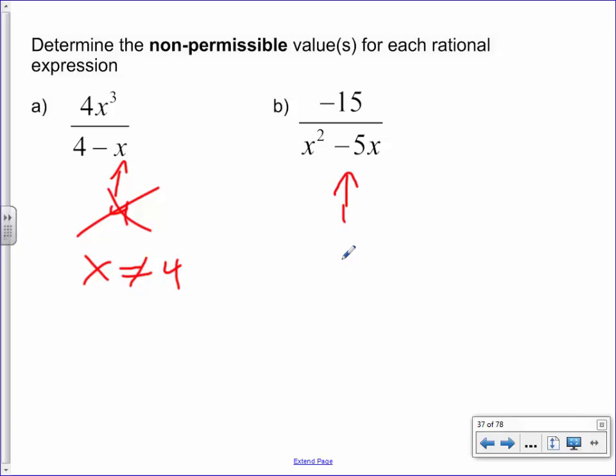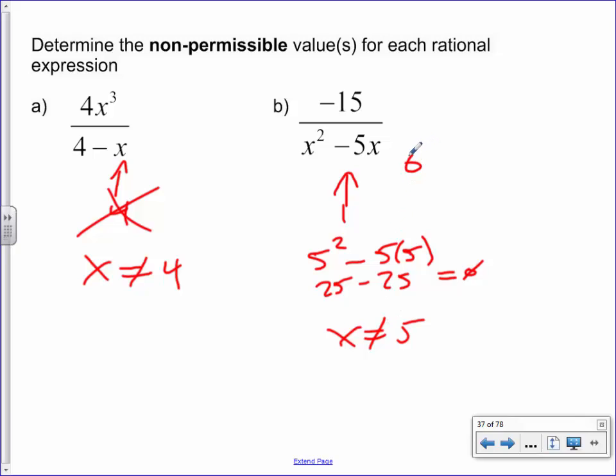Anyone have any ideas what numbers you couldn't use for x? 5. 5 wouldn't work, yeah. Because if you did 5, it would be 5 squared, that's 25, minus 5 times 5, it's 25. Well, 25 minus 25 would then give you 0. So therefore, you'd say that x cannot be 5. There's actually one more. 0. Good. 0 is also right. Because 0 squared is 0, minus 5 times 0, well, that's also 0. So 0 minus 0 would give you 0.